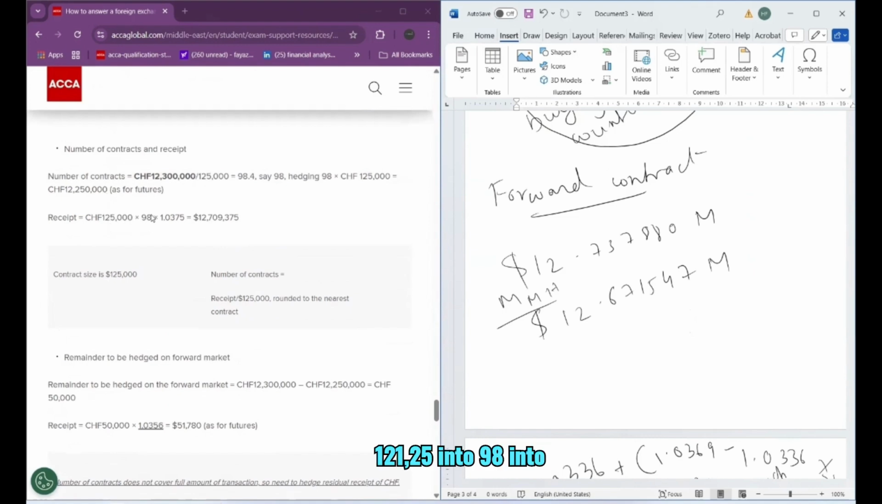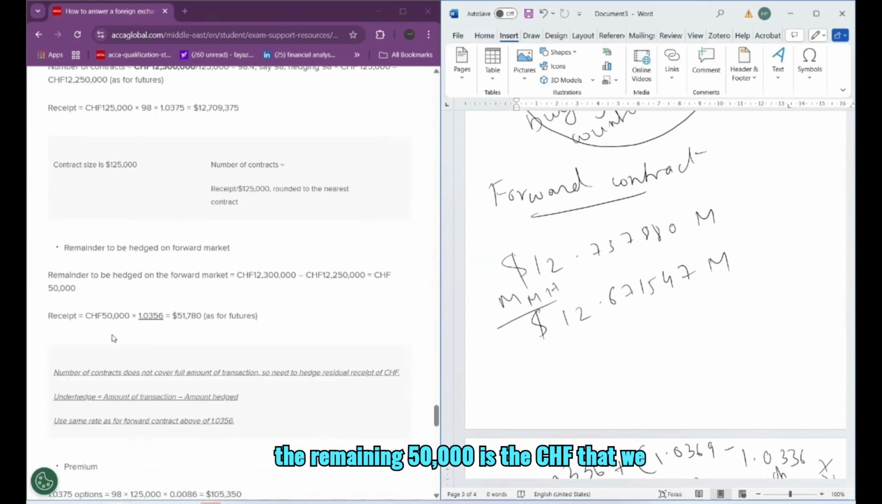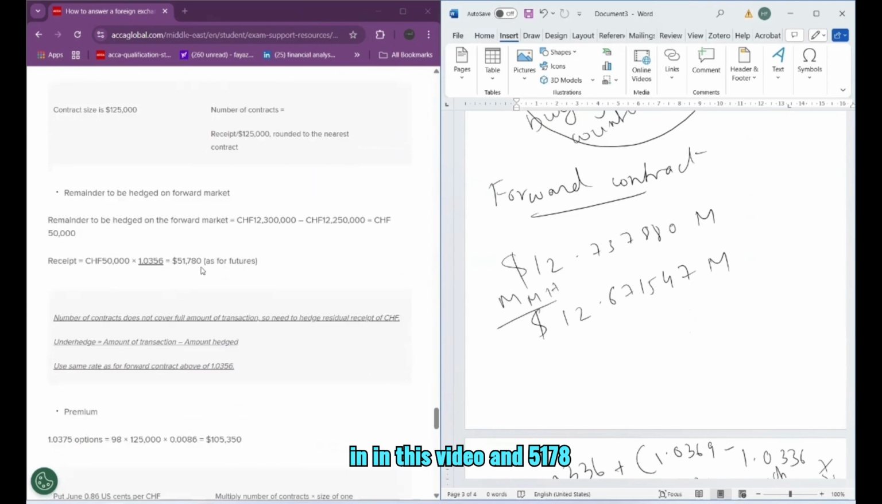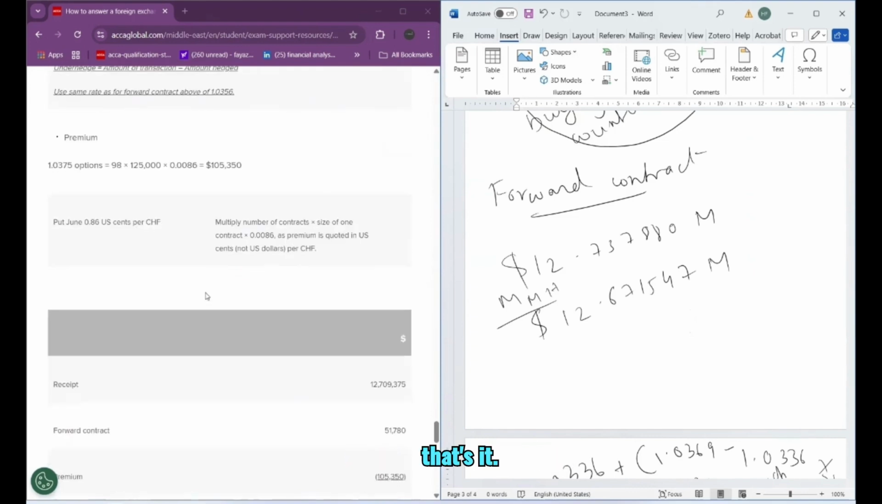1,25,000 into 98 into 1.035, this much is options contract part, and the remaining is 50,000 CHF. Or if you want to find out, you can also subtract 12.3 minus 12.25, that is the remaining 50,000 CHF that we are going to multiply with the forward rate 1.0356, already discussed thrice in this video. And 51,780 is what we get. And then afterwards, that's it.